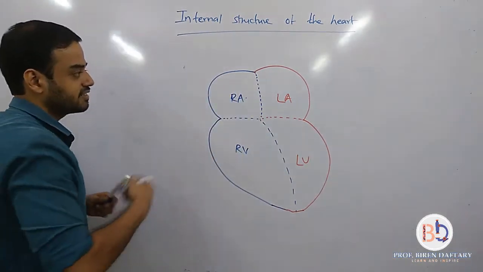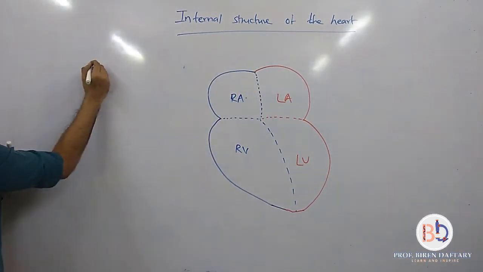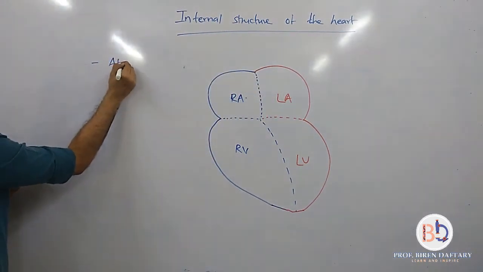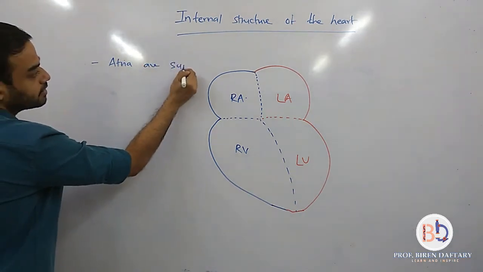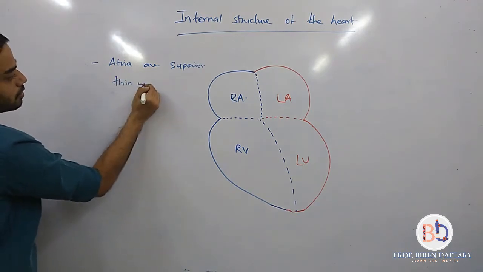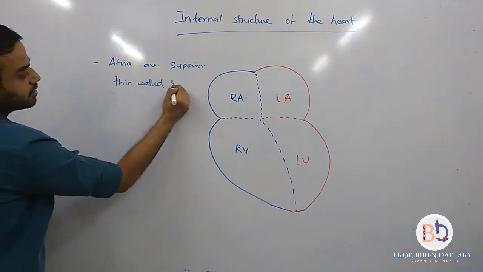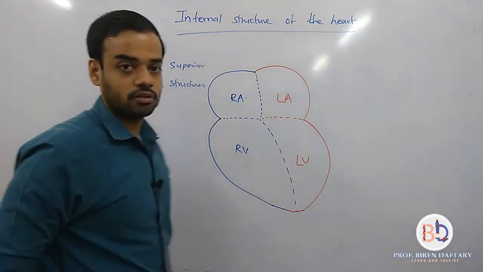So while describing these two atria, your first point should always be that atria are superior, thin-walled structures. Is this clear?